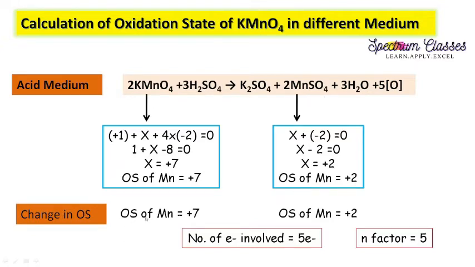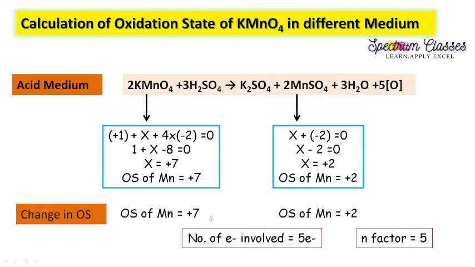So what you have seen here is that for KMnO4 we have +7 oxidation state, and for MnSO4 on the product side we have +2 oxidation state. So how can we get from +7 to +2? If we add -5 to the left hand side, then only we can get +2, right? We can consider this as an equation: +7 minus 5 gives you +2.